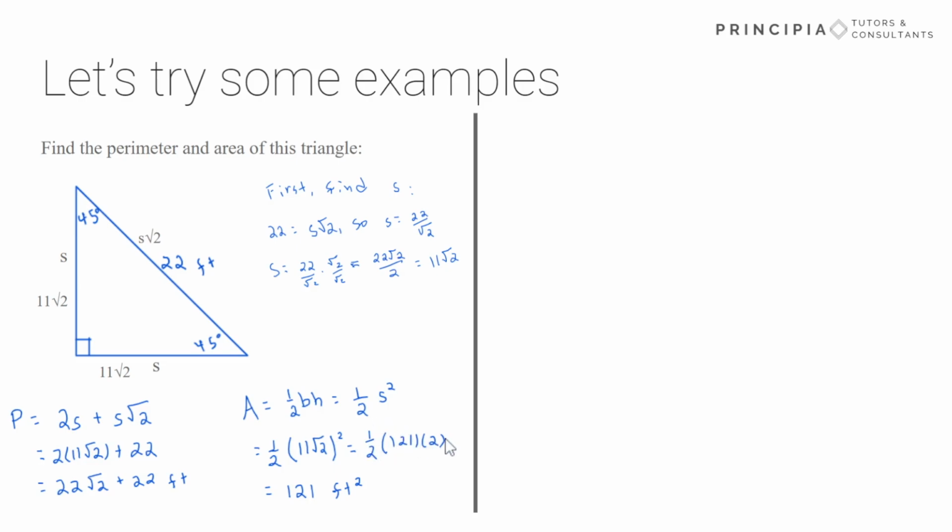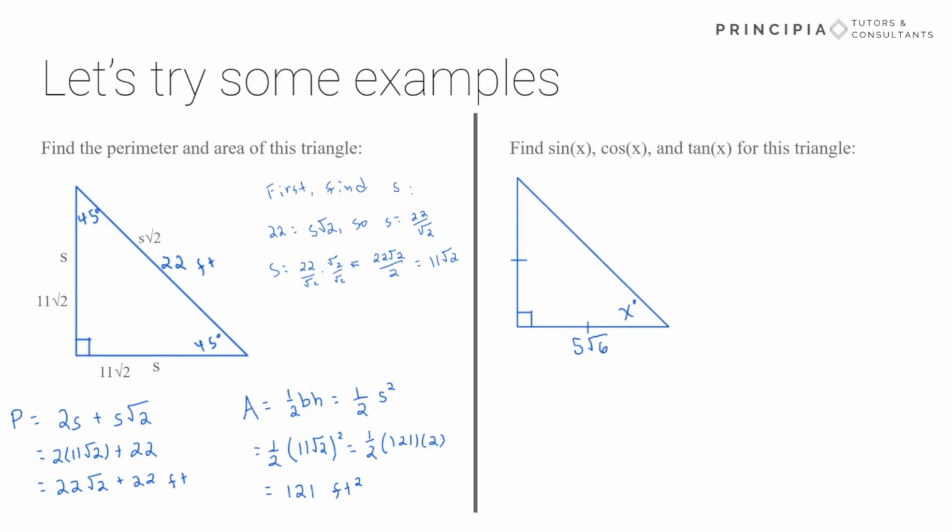So the 1/2 and the 2 would cancel out, leaving us with 121 feet squared. So pay attention to the units. It's not entirely common for a question to give you the wrong unit for your answer, but it's always good just to pay attention in case.